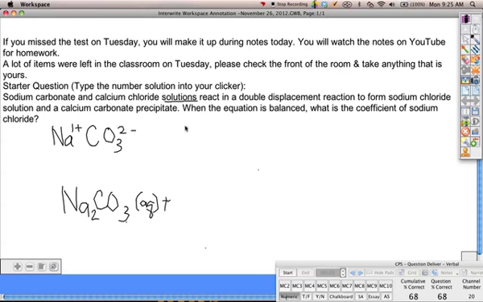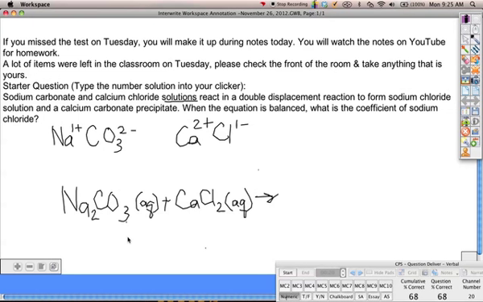Calcium's on the periodic table. It's a Ca. And it's in the second column, so it has a 2 plus charge. Chlorine, Cl, is in the second to the last column, so it's a 1 negative. Crisscross those, I get CaCl2. Again, it's in solution, so it's aqueous. And it forms, so I do my little arrow here.